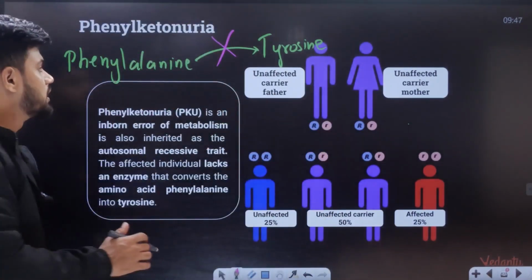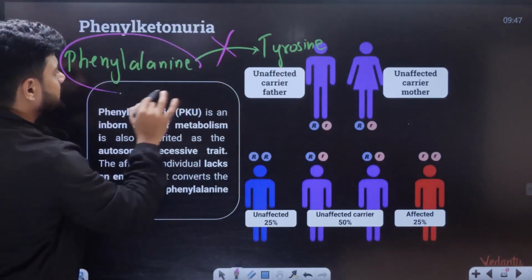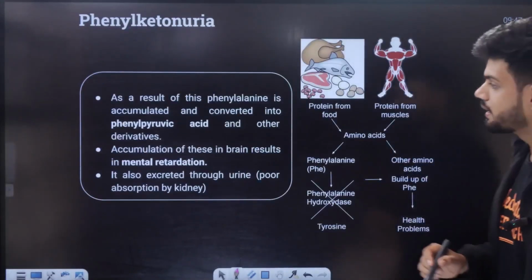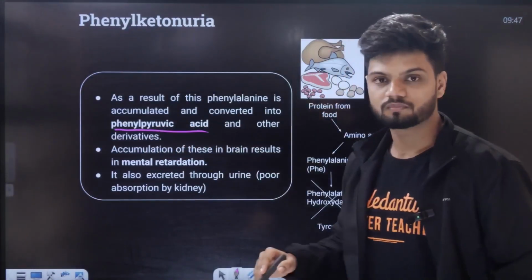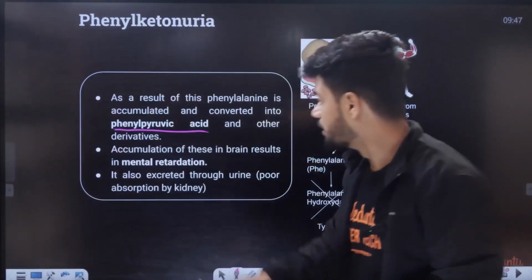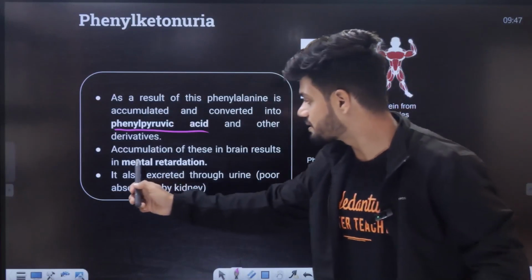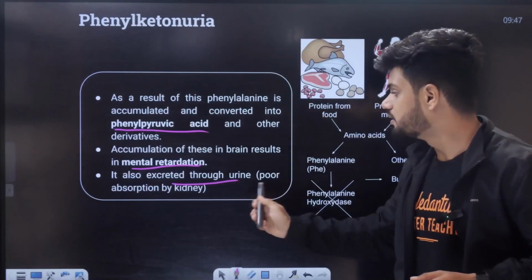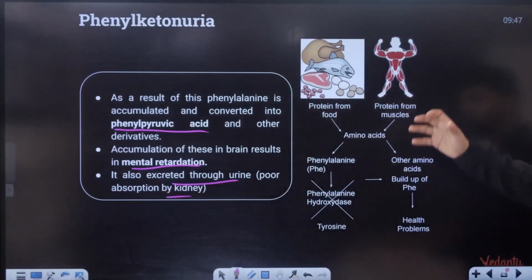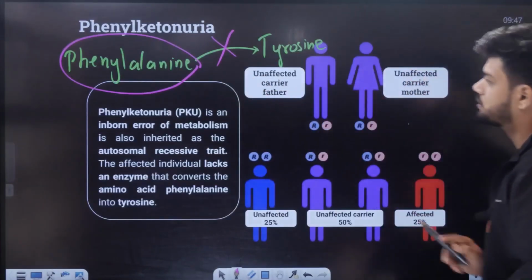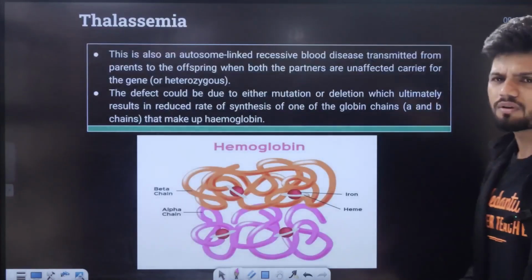Now students, if it is not getting converted, this phenylalanine will look for an alternative pathway, and it will become phenylpyruvic acid. And this phenylpyruvic acid starts getting accumulated in the brain also. Accumulation of these in the brain results in mental retardation. It is also excreted through urine, due to poor absorption by the kidney. It can cause so many disorders in the body because the phenylalanine is not getting converted to tyrosine. Okay, so that was phenylketonuria.